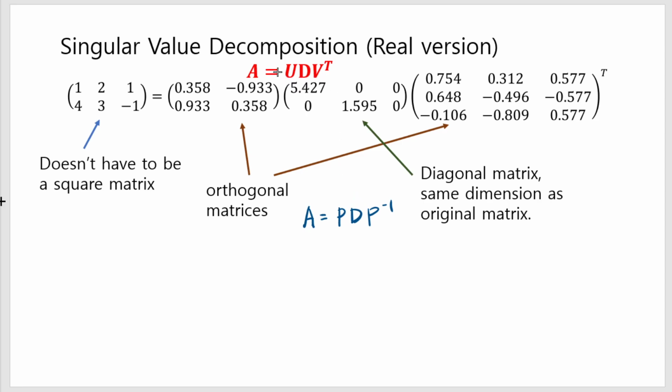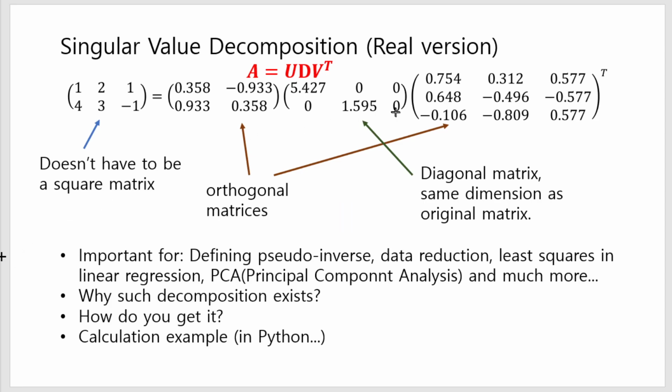You have these orthogonal matrices diagonalizing this A. So it's a way to diagonalize a matrix, although these U and V are not the same here. In the usual diagonalization, they are the same. Okay. All right. So why do we want to know SVD?